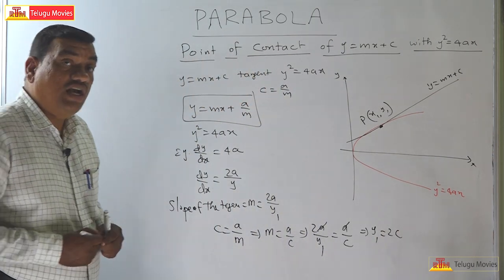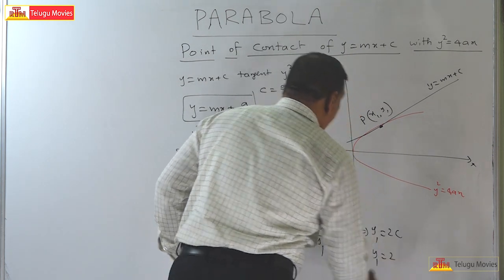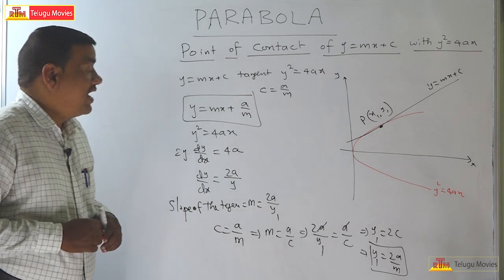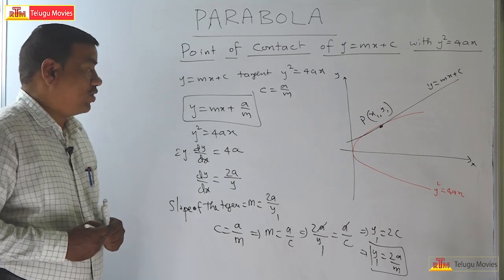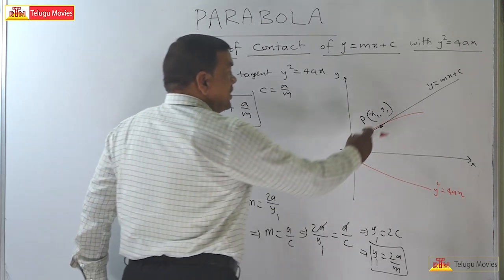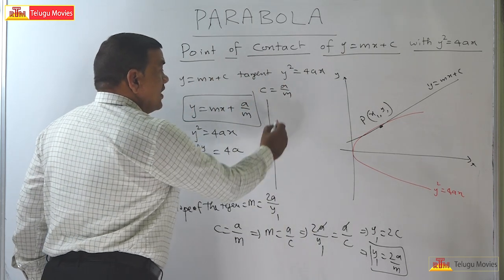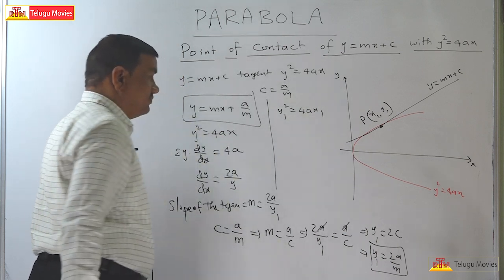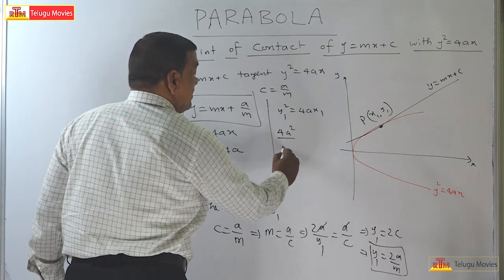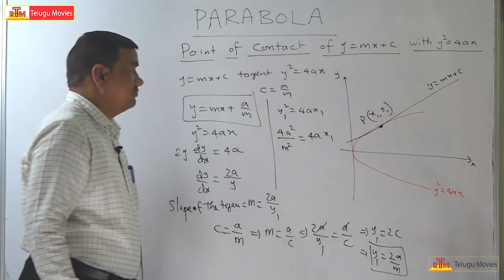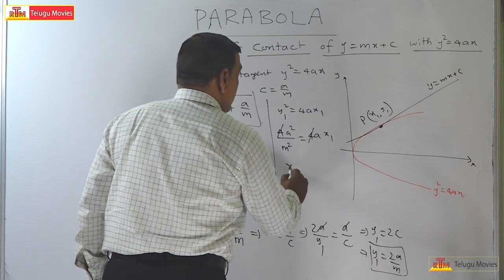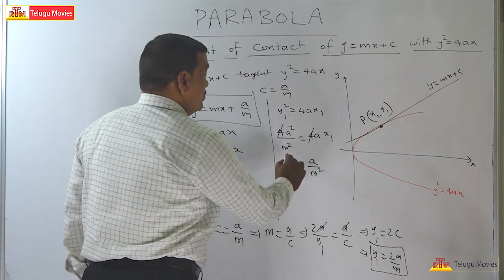So, your y1 is equal to 2c, otherwise you can write it as y1 is equal to 2 into a by m, since c is a by m. So, you got the y coordinate as 2a by m. Then how to get the x coordinate? Very easy. Since this point x1, y1 lies on this curve, we have y1 square is equal to 4a x1. With y1 as 2a by m, this is 4a square by m square is equal to 4a into x1. The 4 gets cancelled, one a gets cancelled, and x1 is equal to a by m square.